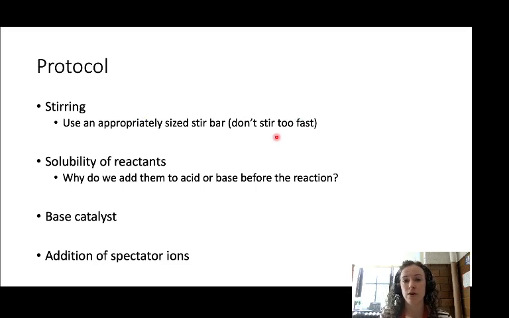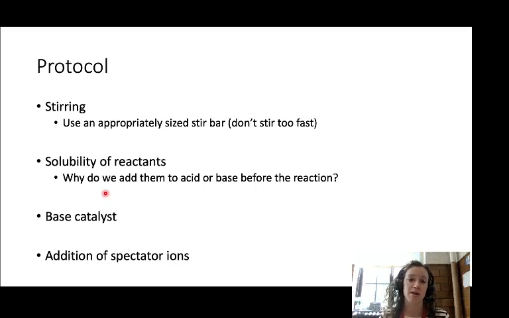My other comment, folks, is that a lot of people tend to really turn up their stir plate to really fast speeds. Sometimes what happens if you turn it up too high is you'll notice the stir bar actually stops stirring. So don't stir too fast. Slower is actually sometimes better for thorough mixing.